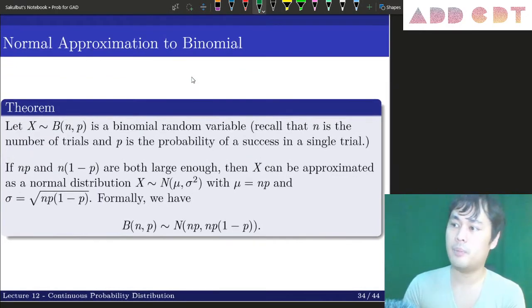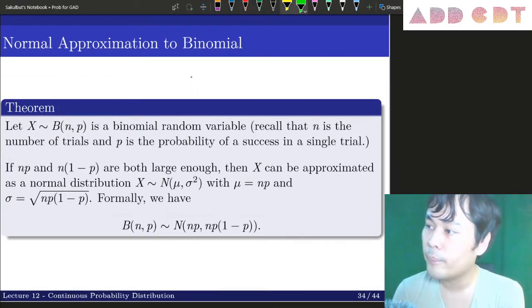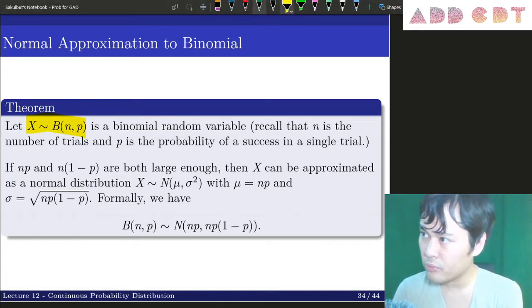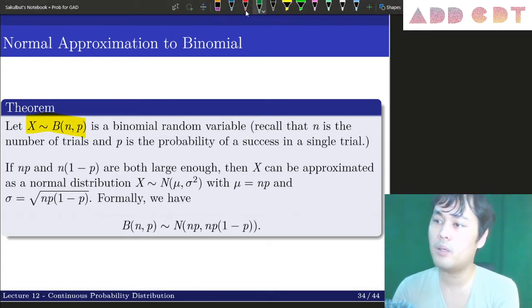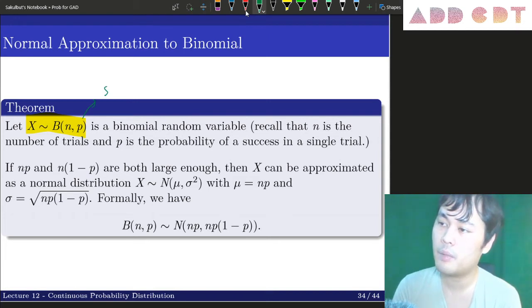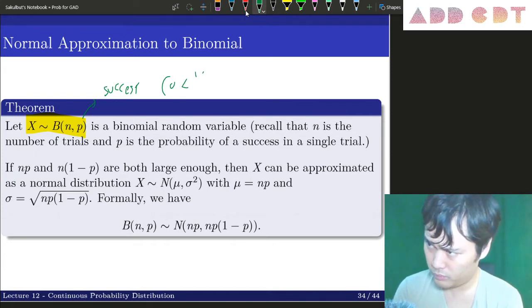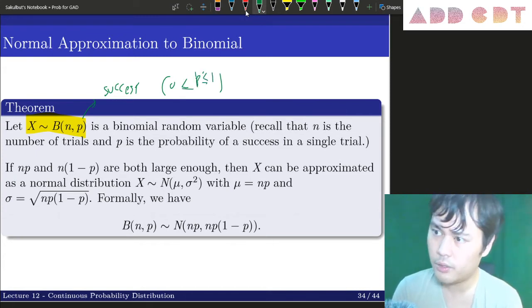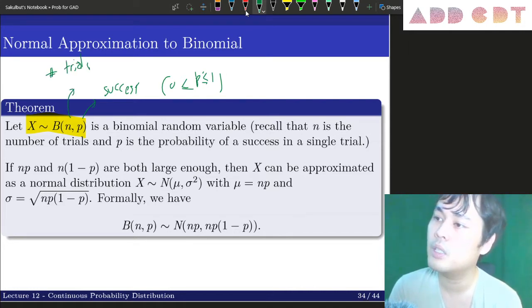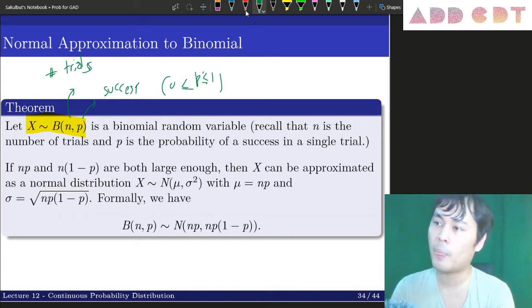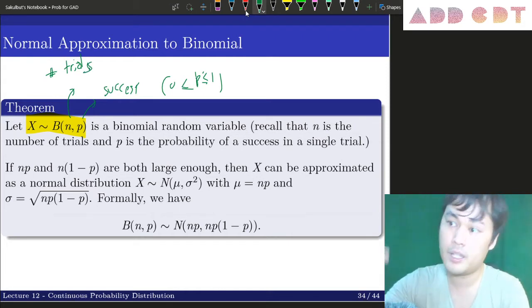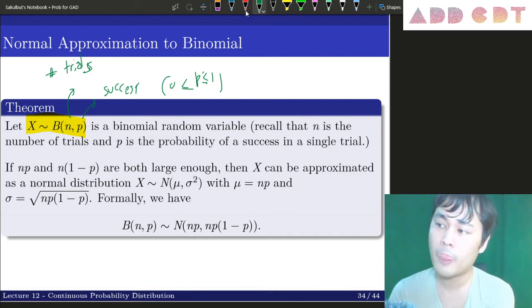So that's the statement. It's long, but let me break it down. That's the binomial random variable. p is the chance of success, which is between 0 and 1 inclusive, and n is the number of trials, like how many times we repeat the same experiment, or in this case for the beads, how many beads we put into that board.